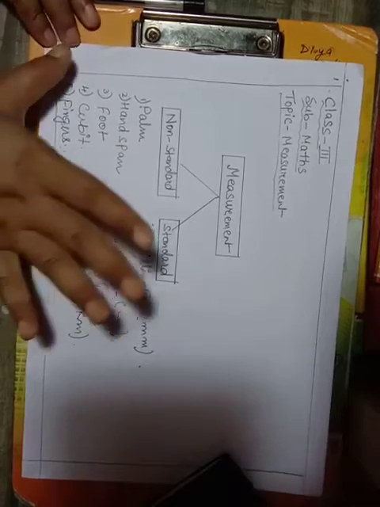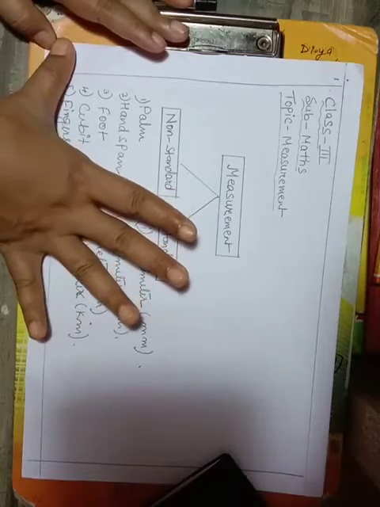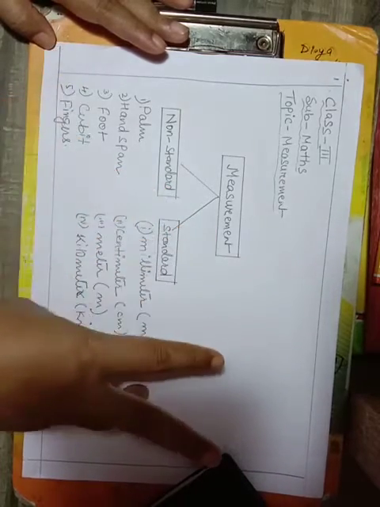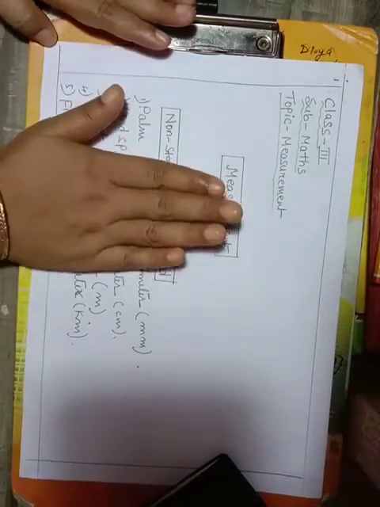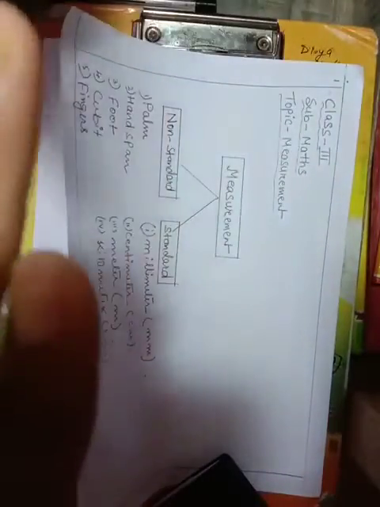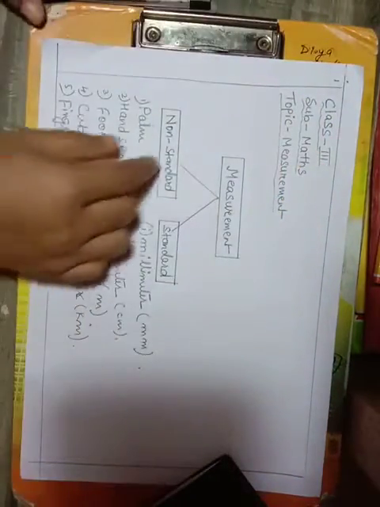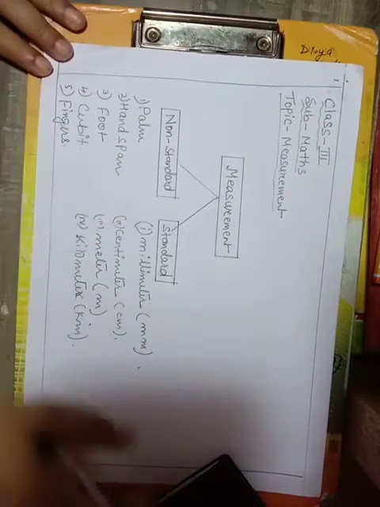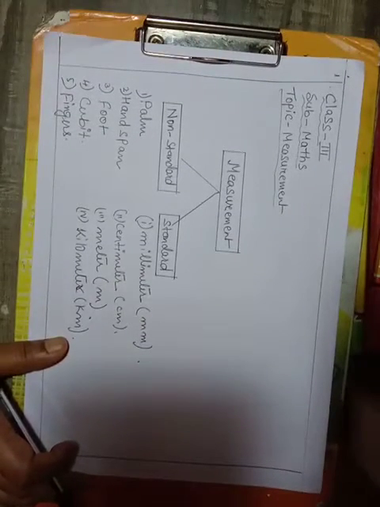Hand span is touching any object with our thumb and our little finger, and like this we keep moving along. This is the hand span. Foot is when we walk, 1 foot, 2 foot, that way we go. Cubit is the part starting from our elbow to this finger. This much length is the cubit. These are all non-standard units of measurement, which we do not actually use in measurement.